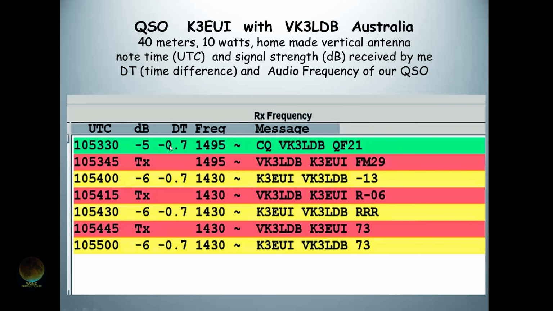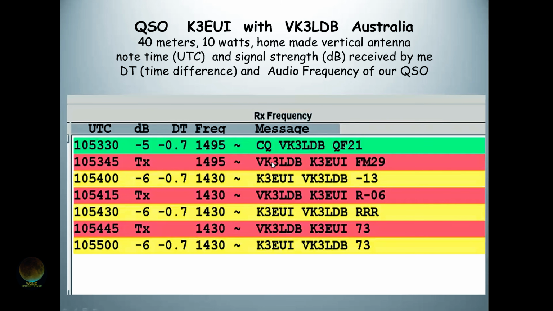FT8 waterfall. This was my claim to fame. I got up once, it was 40 meters, about 6 a.m. in the winter. So I get on 40 meters. I hear VK3LDB, Australia, calling CQ. I set my radio for 10 watts. My antenna's a wire in a tree, and I worked them. Look at this.